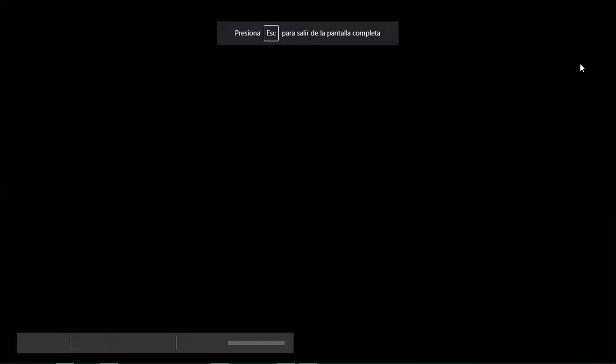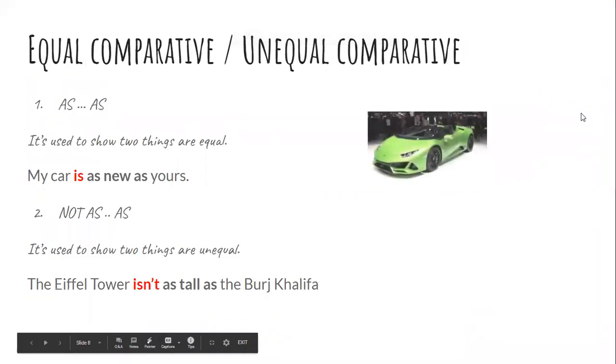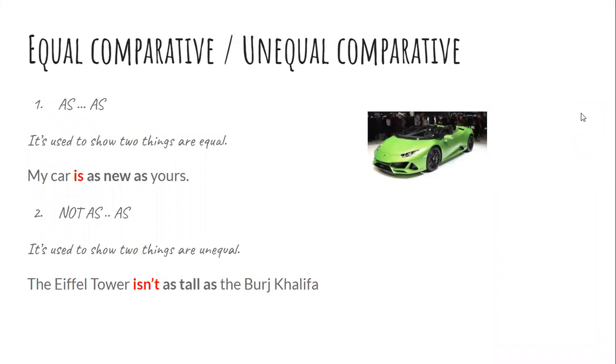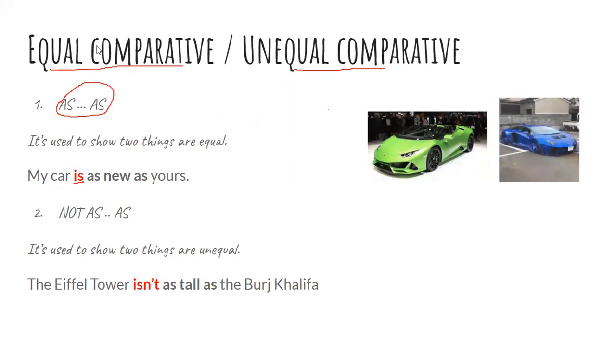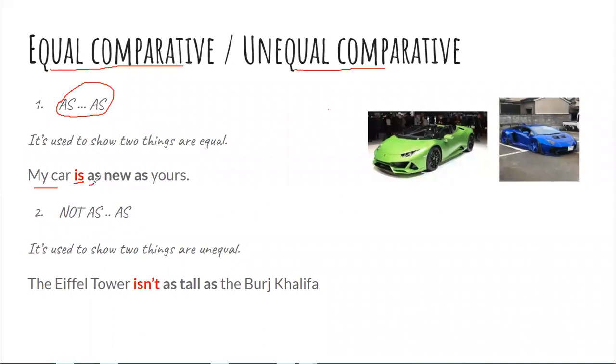Yeah, okay, let's continue. So, also we have other type of comparison. Hay otra comparación. And this one is the equal comparative or unequal comparative. Que son comparaciones de igualdad. For example, when we use as and the verb to be is positive, okay, it's is and no isn't, it means that the two things are equal, okay? The two things here are equal. So we are saying that my car is as new as your car. So that means that these two cars are equally new, okay?